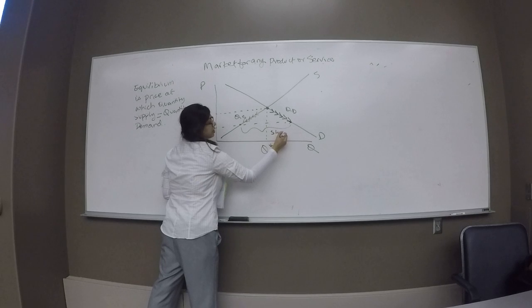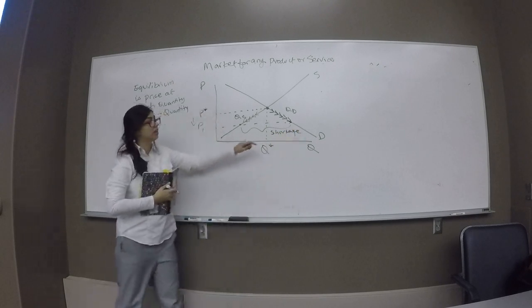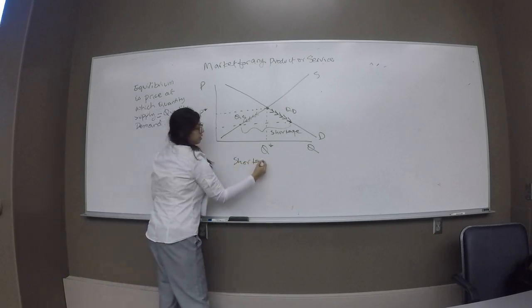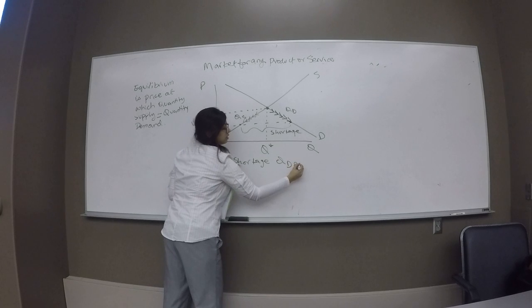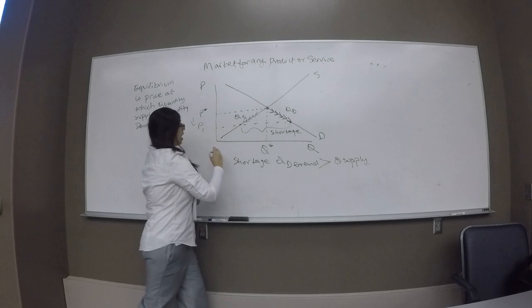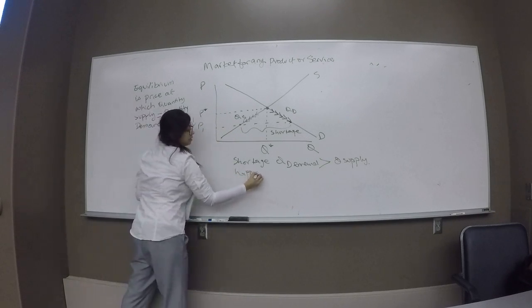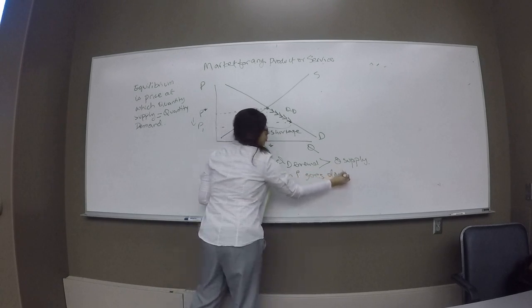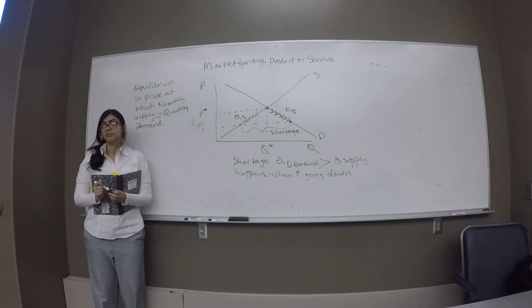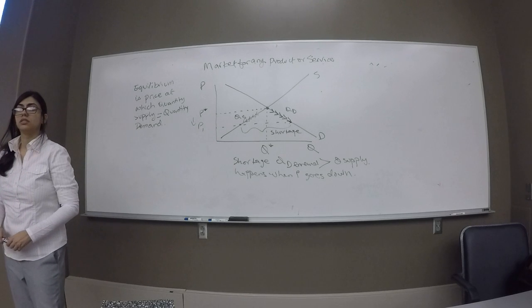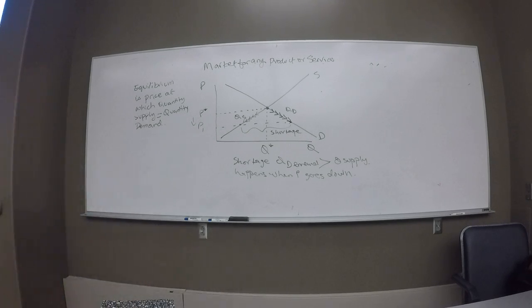This is called a shortage. Shortage meaning that the demand is way higher than the supply. Shortage: quantity demand is way higher than quantity supply. Happens when price goes down. And we will pick up here on Friday, unless you have a question. When price goes down. P, I just wrote P, but it's price.